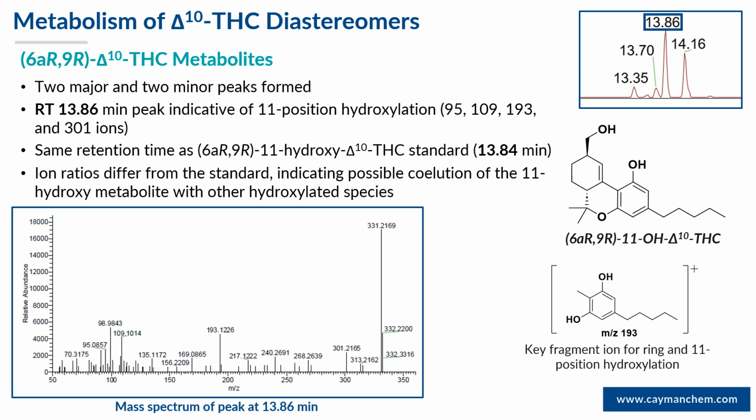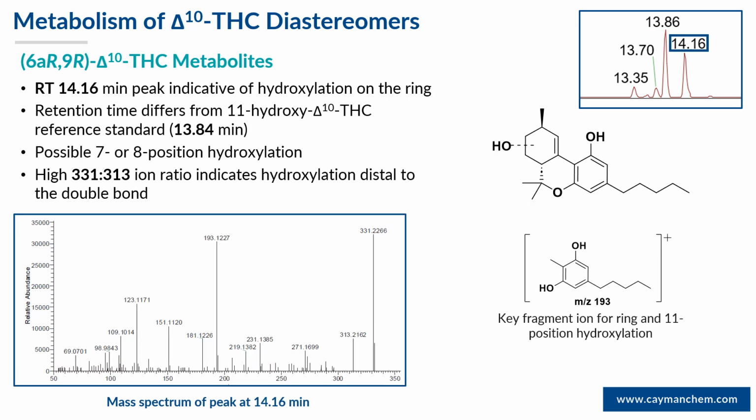There is some ion ratio difference between the reference standard mass spec and that of the data we collected, which indicates that there's possible coelution with other hydroxylated species in this peak. When we look at our next most abundant peak, the peak eluting at 14.16 minutes, we see a mass spectrum that indicates that we have hydroxylation elsewhere on the ring system. So the retention time we know is different from our reference standard at 13.84 minutes. And so we suspect hydroxylation at either the 7 or the 8 position.